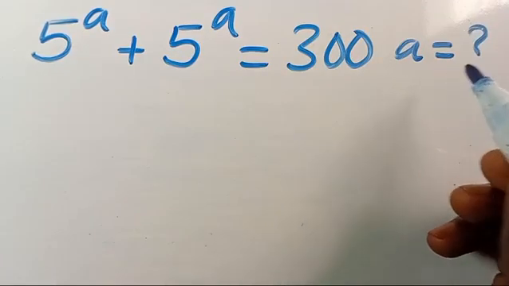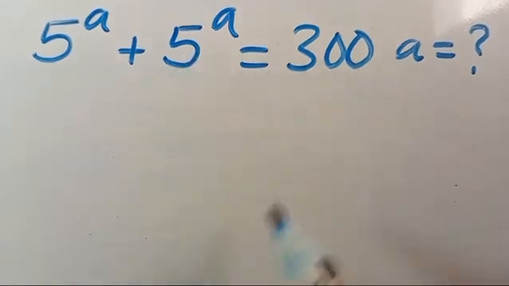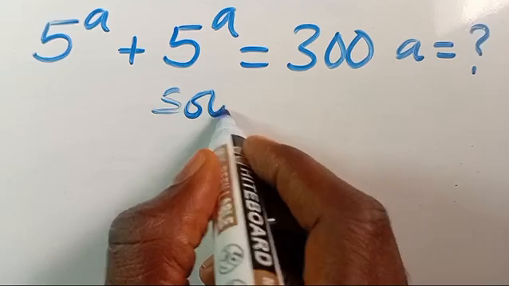What is the value of a, given that 5 to the power of a plus 5 to the power of a equals 300? Let's have the solution from here.